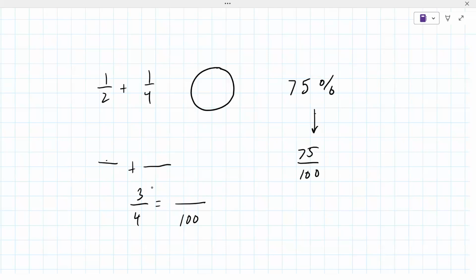But 4 and go 25 times 4 is 100. So would you multiply the 3 by 25 as well? Yes.